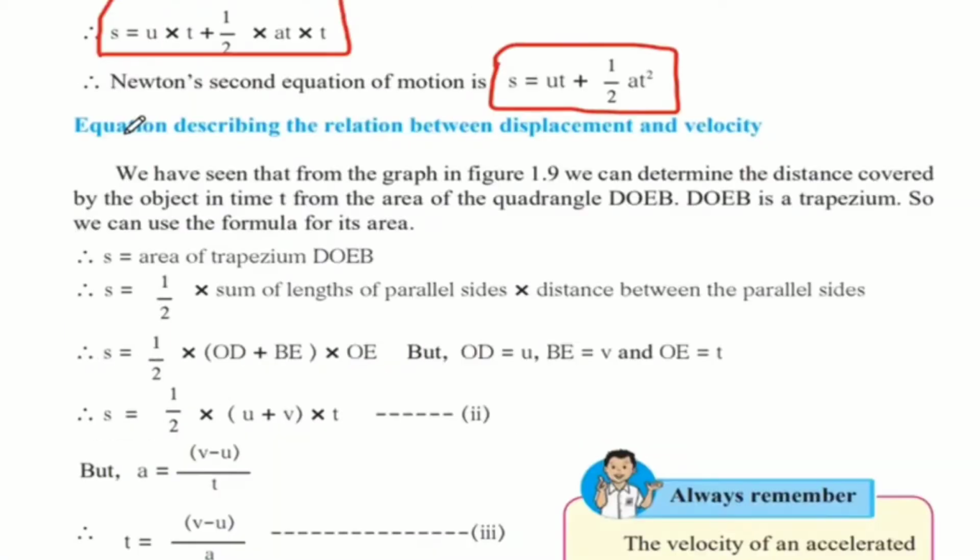So now we will see the derivation of the last equation, and that equation was describing the relation between displacement and velocity. If you remember that equation, it was v square is equal to u square plus 2as. We have seen that from the graph we can determine the distance covered by the object in time t from the area of the quadrangle DOEB. But DOEB is a trapezium, so we can use the formula for its area.